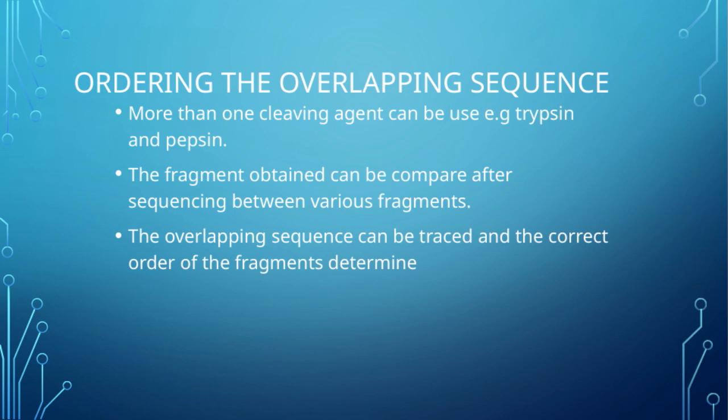By analyzing the sequences of these fragments, we can identify regions that overlap. These overlapping sequences are key because they help us determine how the fragments fit together. Essentially, by tracing these overlaps, we can reconstruct the original sequence in the correct order. This process of ordering the overlapping sequences is crucial in protein sequencing, as it allows us to piece together the puzzle and understand the full structure of the protein. So, using multiple cleaving agents and analyzing overlapping sequences provides a more complete and accurate picture of the protein's structure.